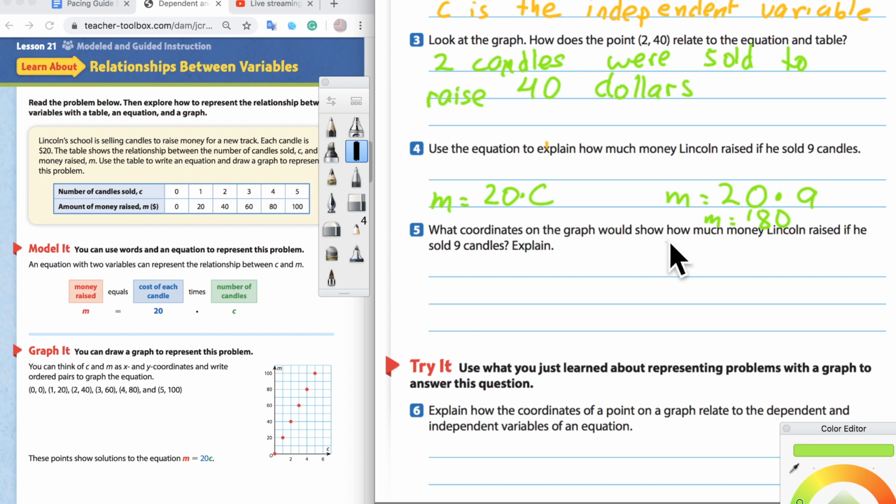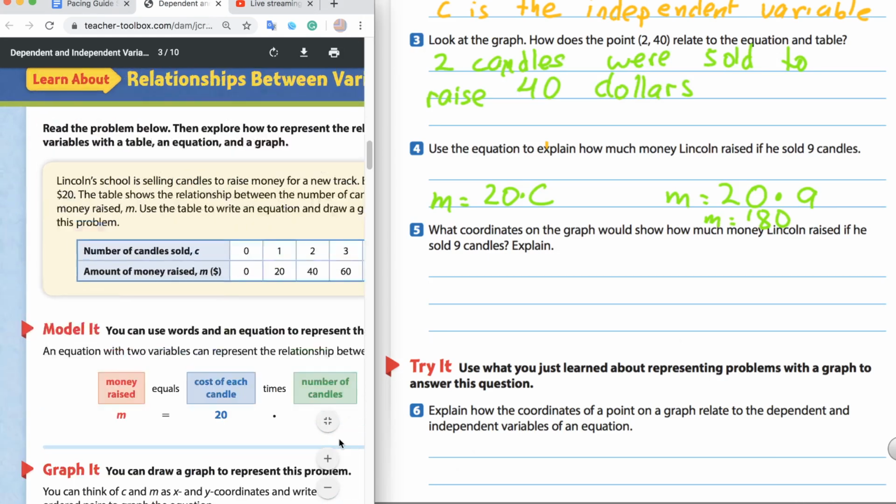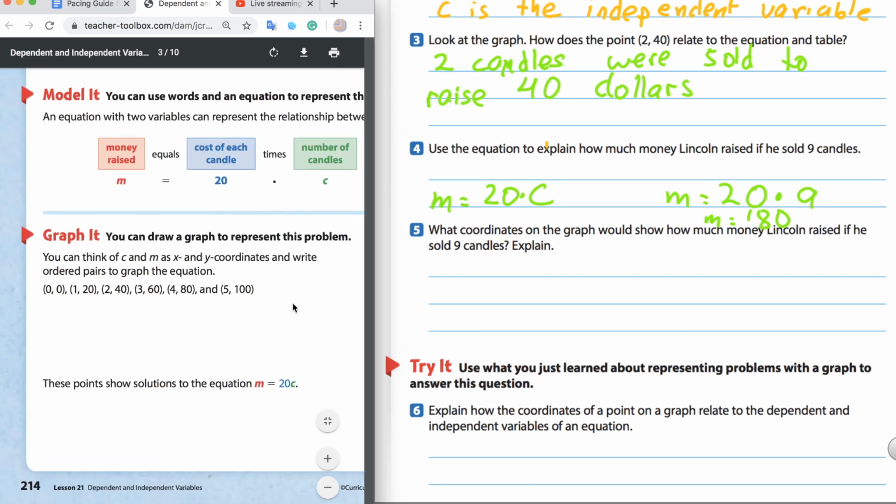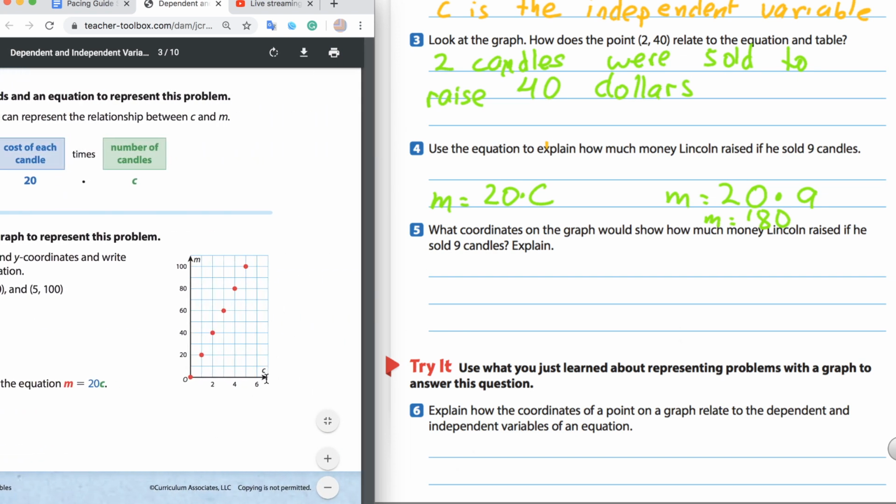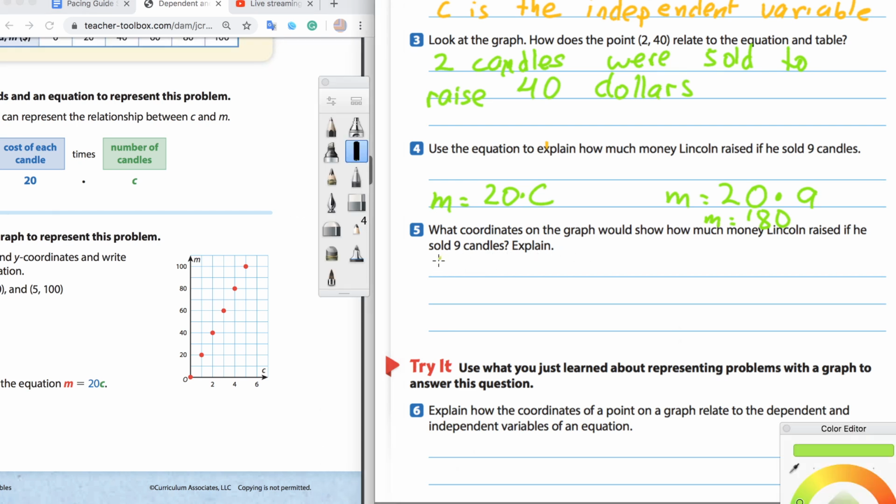Now, what coordinates on the graph would show how much money Lincoln raised if he sold 9 candles? If he sold 9 candles, we would have to make this graph go 2, 3, 4, 5, 6. Let me zoom in over here. We would have to make it go 6, 7, 8, 9, and then 9 candles would raise 180. So the coordinates that would show would be 9 for the candles, comma, because 9 is the x, and the x always goes first. We would count to 9, and then go all the way up to 180. And the 180 would be on my y-axis, the one that goes up and down.